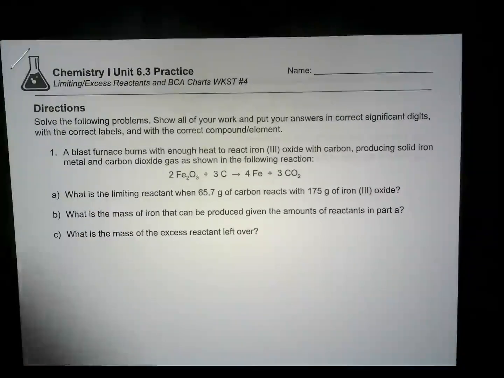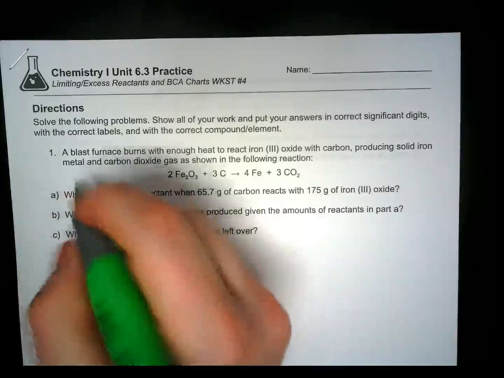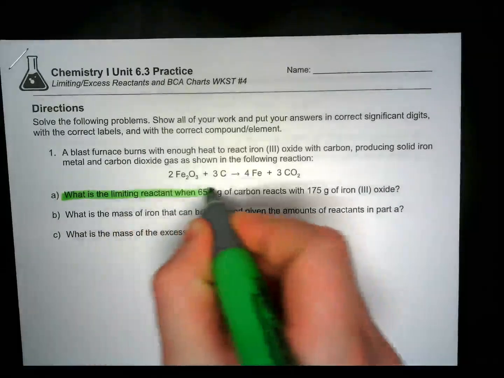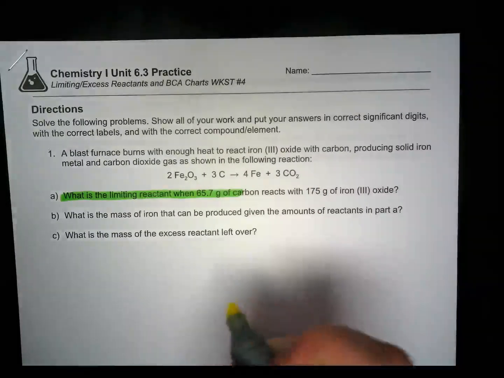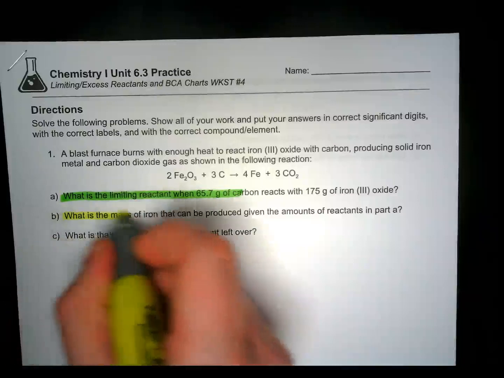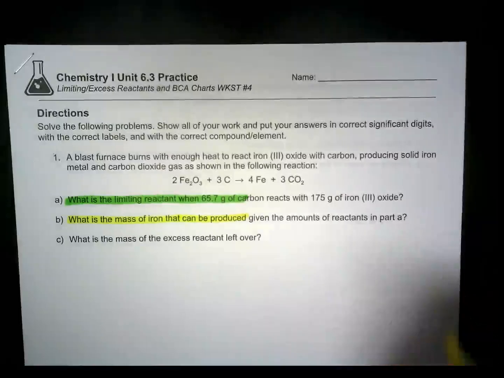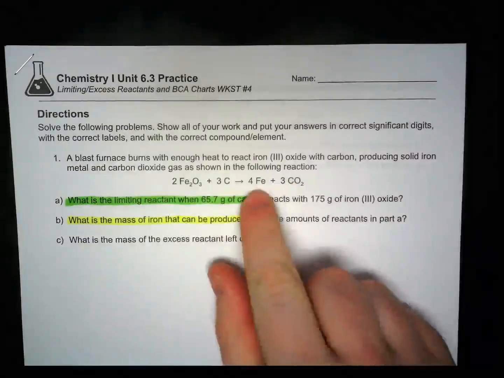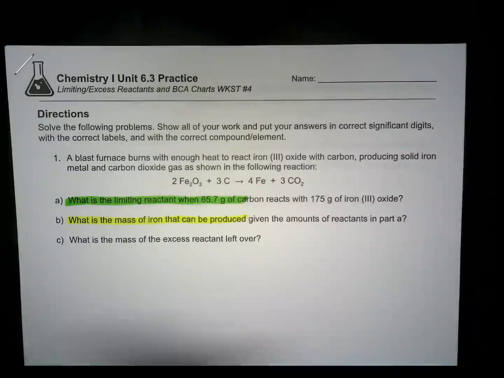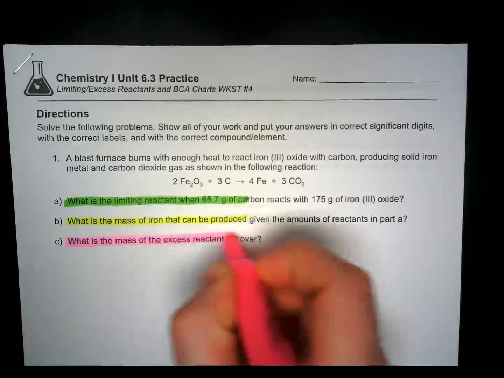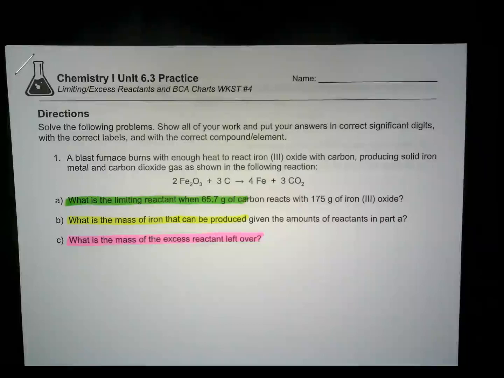So the first thing that we've got to look for here is the limiting reactant. What is the thing that's going to run out first? We also need to find out the mass of iron that can be produced. So how much of this stuff do we predict will be made? And then what is the mass of the excess reactant left over? After we've figured out who is going to be running out first, who is going to be the excess reactant, we're then going to take the number of moles that will be left over, and find the mass.